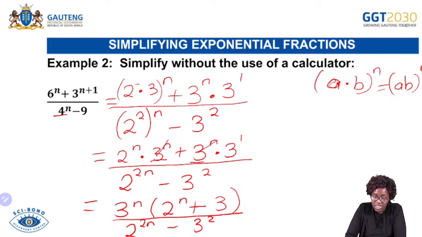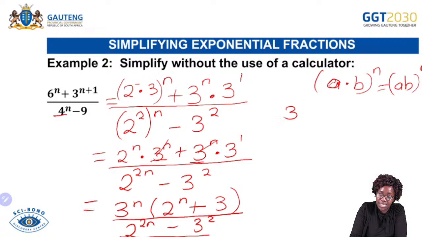I need to check in the denominator, I have a difference of 2 squares. This is 2 to the power of 2n. This is 3 to the power of 2. So this term can be factorized. So please take note, at times when you're stuck, the easiest way out is to check, can I not factorize this? So I already identified that this is a difference of 2 squares.